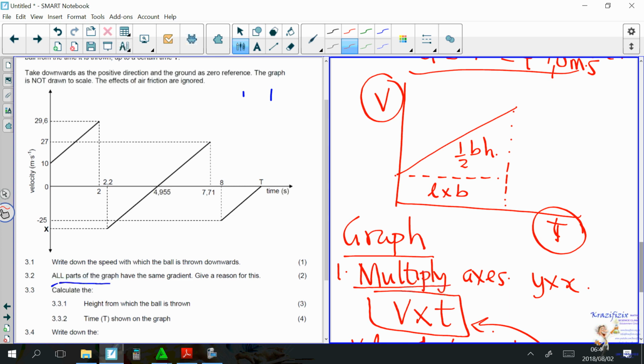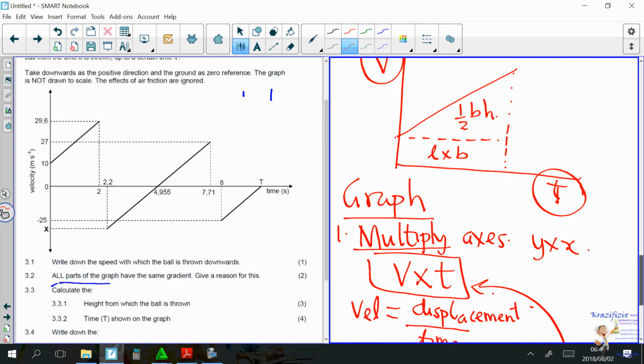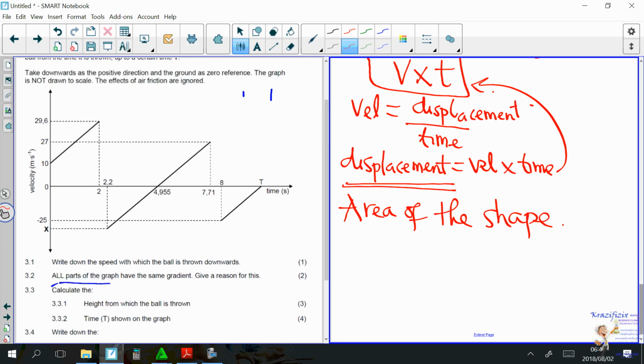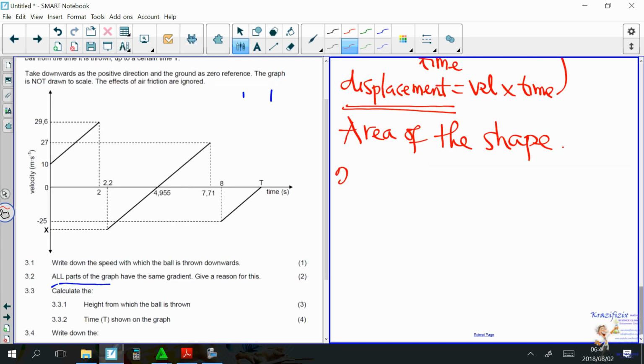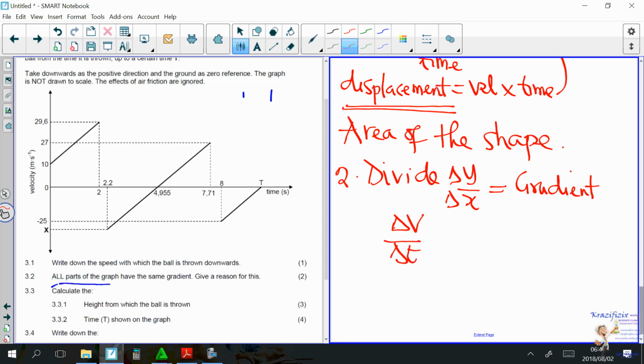I'll summarize this in a table when I'm done just now. All right. And number 2, what do we do? Divide. Divide y over x. Already you see that this is changing y and changing x, which is what? Our gradient. Okay, if I were to divide, it would be changing v over changing t.